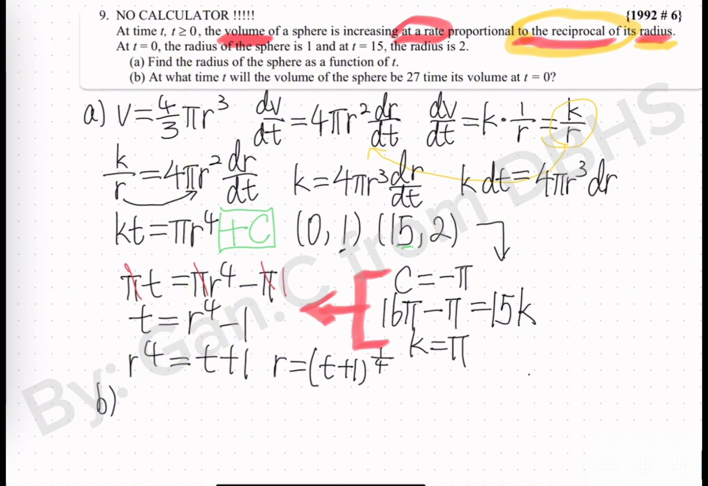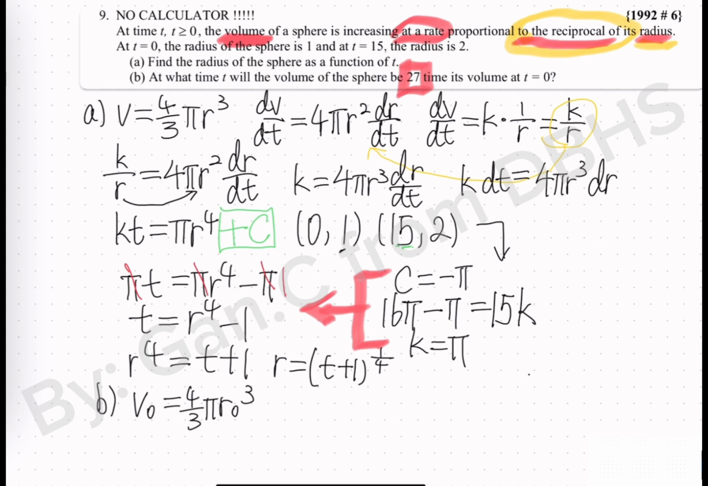So for question B, that will make life a lot easier. At what time t will the volume of the sphere be 27 times its volume at t equal to 0? Whatever the volume is at 0, the radius is expanded 3 times, right? Is this apparent? Probably it's a little bit hard. Let's set V0 be the volume when t equals 0, and R0 be the radius at t equals 0. Then it's 27 times its volume.